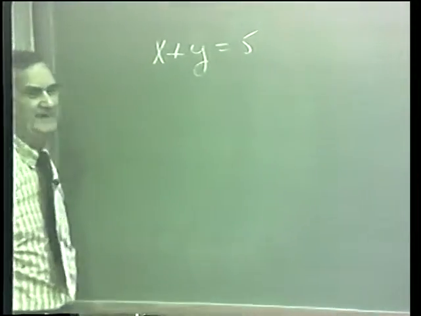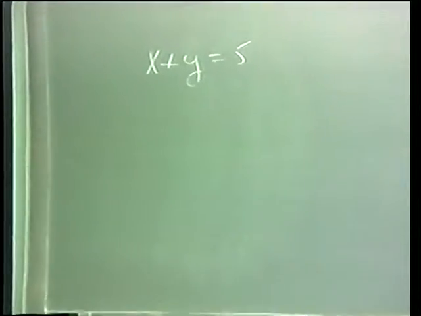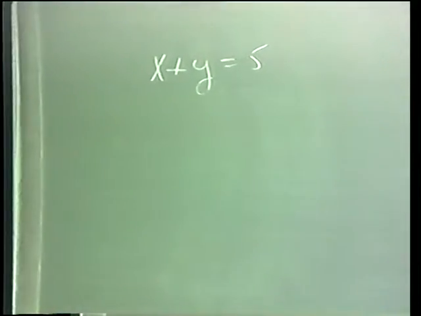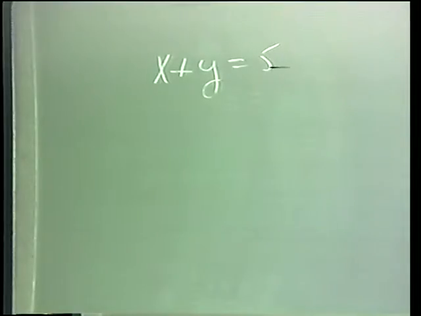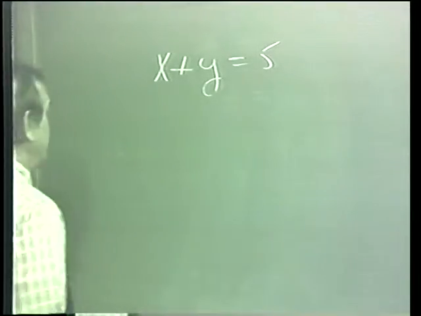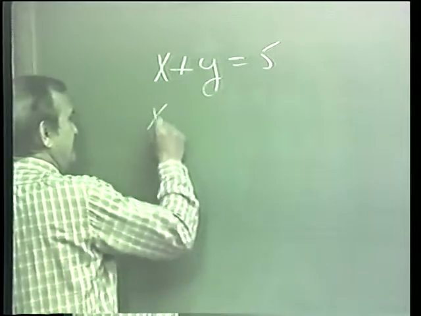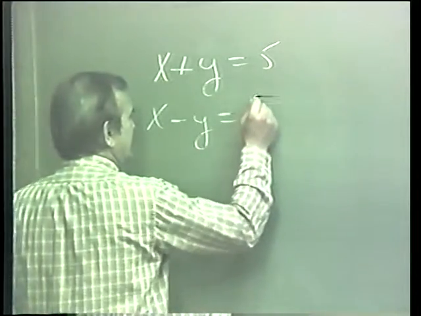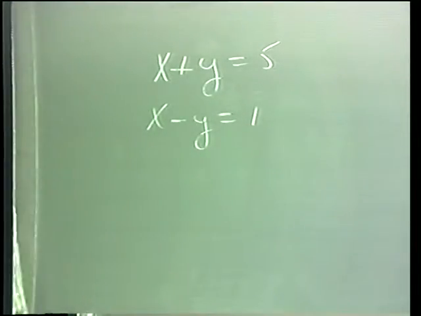Now, on the board I have an equation. X plus Y is equal to 5. What is the geometric representation of this equation? A line. Very good. This is a line. Notice all our variables are first degree. So X plus Y equal 5 is a line. X minus Y equal 1 is a line. So what we have are two lines.